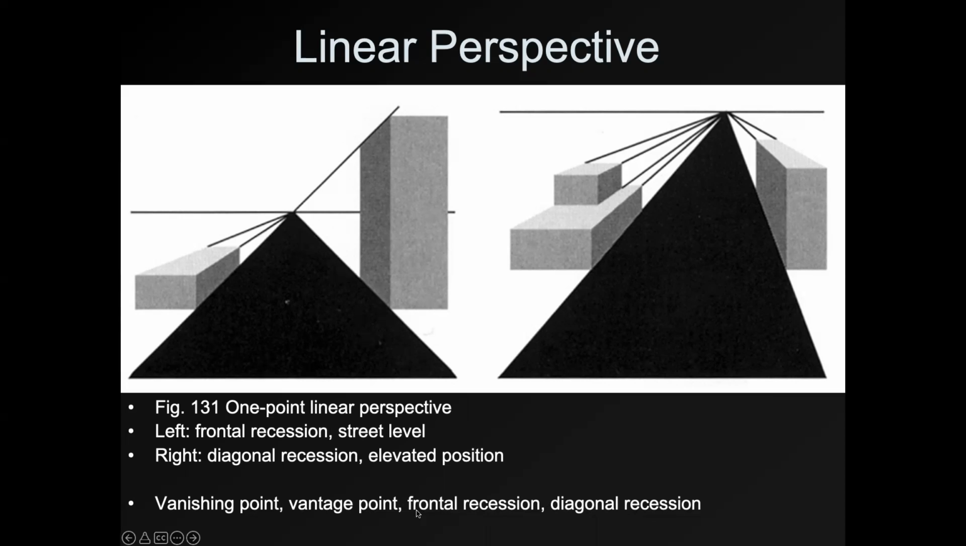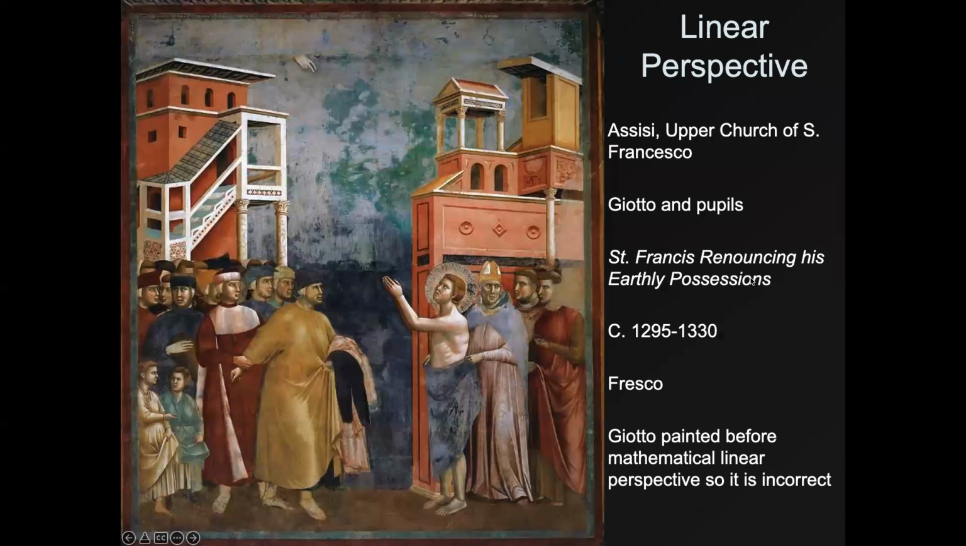So recession means, if you put the vanishing point pretty much in the center, we call that frontal recession. So all the lines recede towards the front. And then if you pick a vanishing point that's off to the side, we call that diagonal recession. And you can get different effects, not just three-dimensional illusions, but also effects as far as what you want the viewer to focus on, depending on which of these recessions you use.